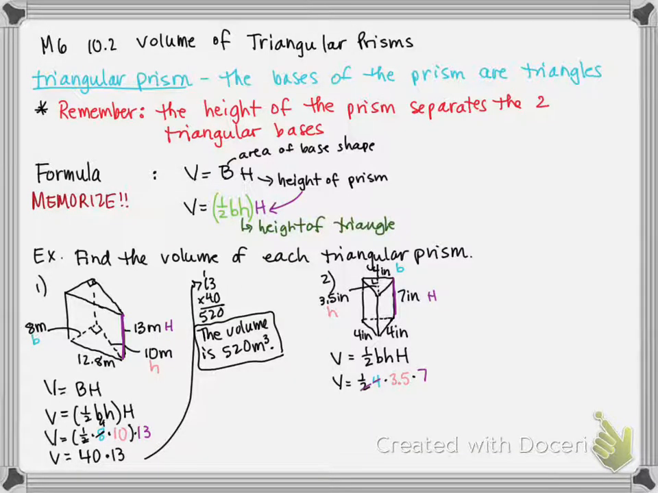So I'm going to take 1/2 of 4, oops, let me just go back to black, is 2. I'm going to multiply 2 times 3.5. 10, 6, and 1 is 7 digits. So I get 7 times 7, and that equals 49. So we get 49, and then the label would be cubic inches, because we're multiplying inches times inches times inches. Okay? I'm going to go to the next page.